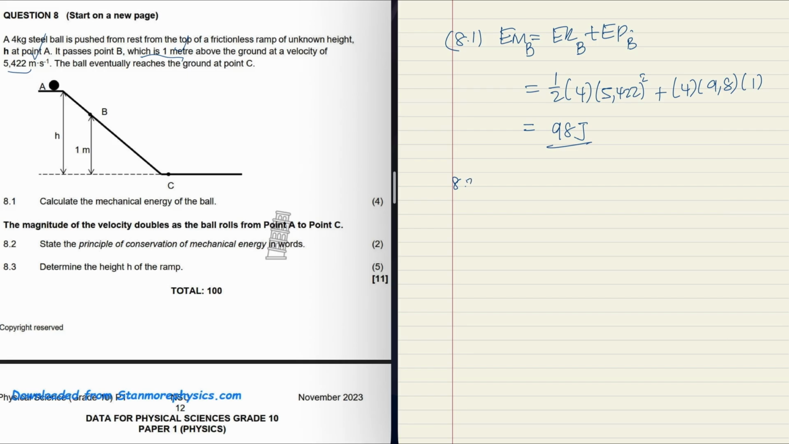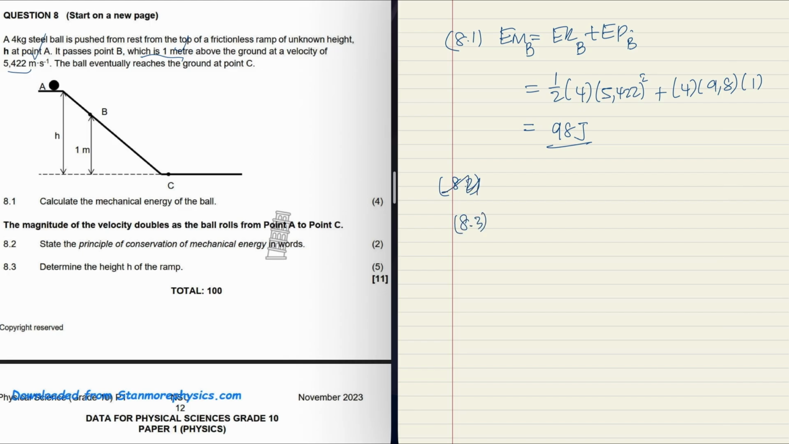Question 8.2. The magnitude of the velocity doubles as the ball rolls from point A to point C. Okay, so whatever the velocity was at A, it's going to be half the velocity at point C. Or simply, the velocity at C is going to be double the velocity at A. Question 8.3 is saying calculate the height of the ramp, and that's worth 5 marks. So let's go ahead and solve that.